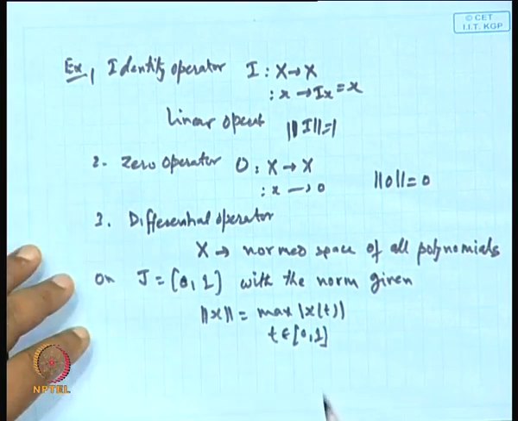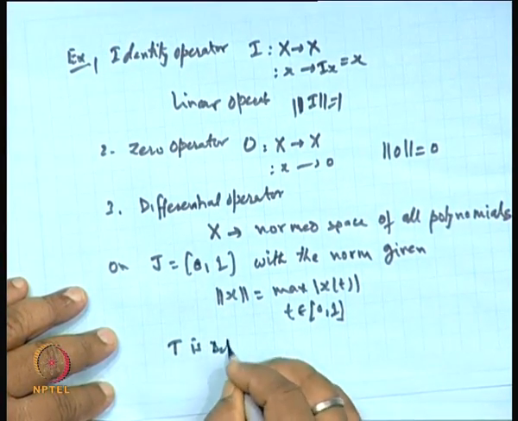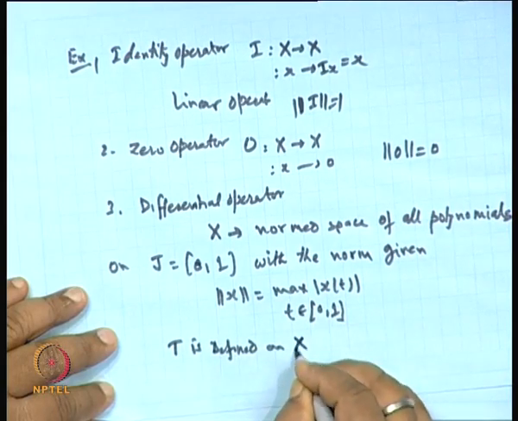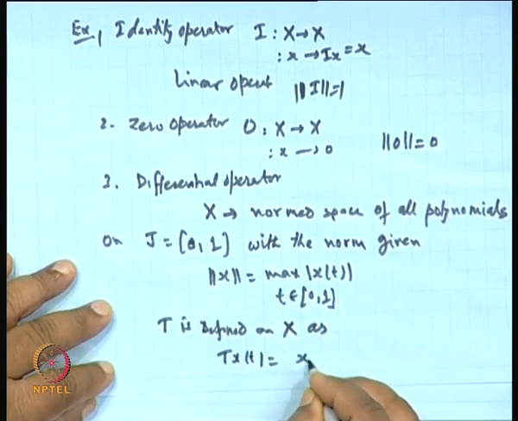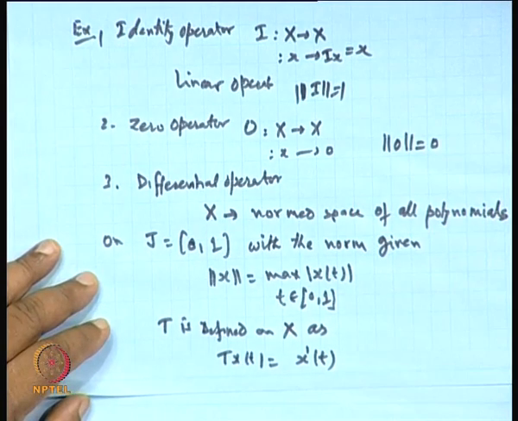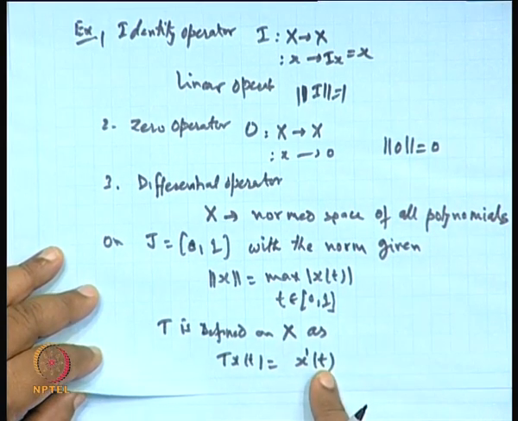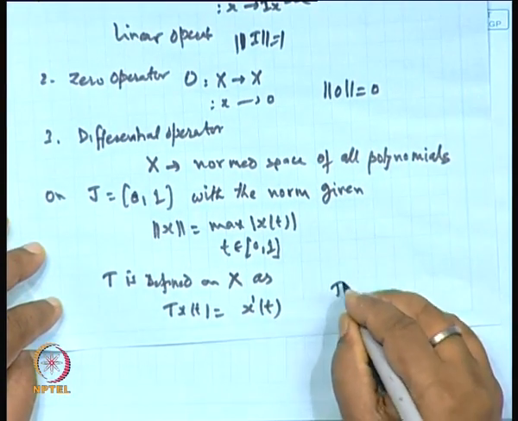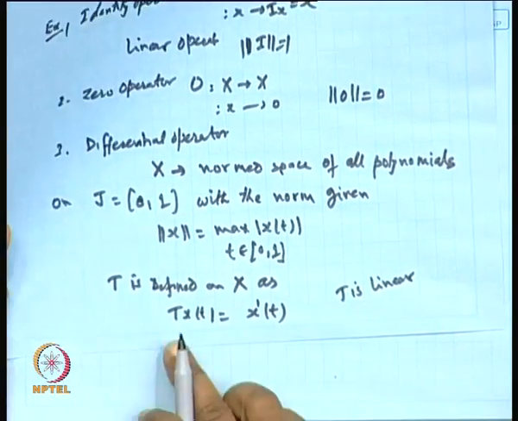Now, the differential operator T is defined on this X as T x(t) equal to x prime(t), the derivative of x with respect to t, where the prime denotes the differentiation of x with respect to t. Now, we can see quickly that T is linear. This we have already shown earlier. To show whether T is bounded or unbounded, let us check.